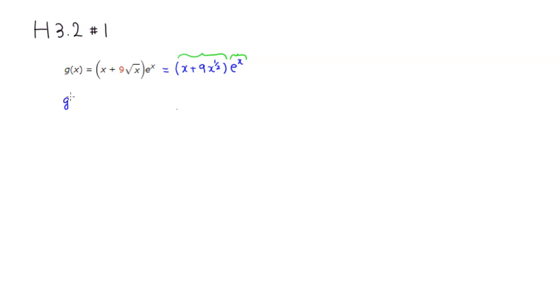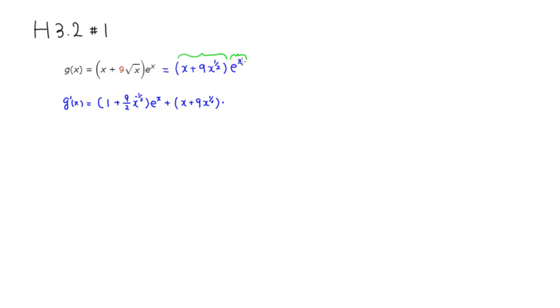So we have g prime of x is equal to the derivative of the first: the derivative of x is 1, and the derivative of 9x to the 1/2 power, put 1/2 in front, so it's going to be 9 over 2, then x to the, subtract 1 from the power, so it's a negative 1/2 power. Multiply by the second, which is e to the x, plus the first guy, just copy that, x plus 9x to the 1/2 power.